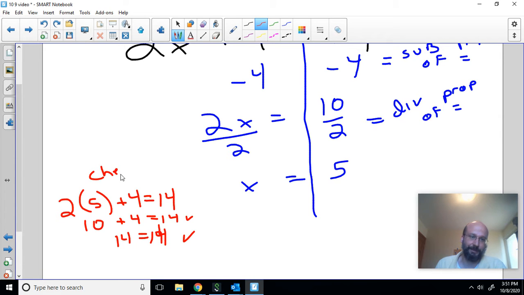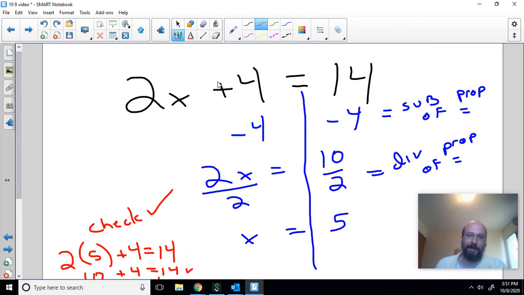So this is the next step I want you to do, the checking step. You're going to have a problem. You're going to solve it and tell me what properties they are. And then you're going to take your answer and substitute it in. The questions are going to get harder.